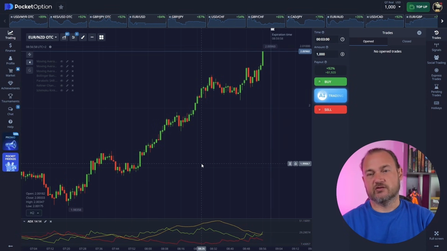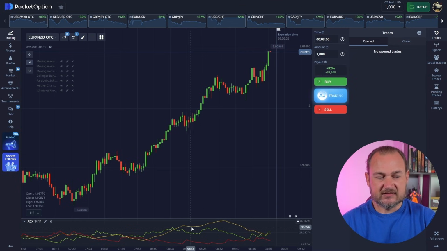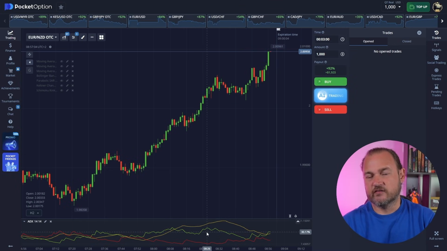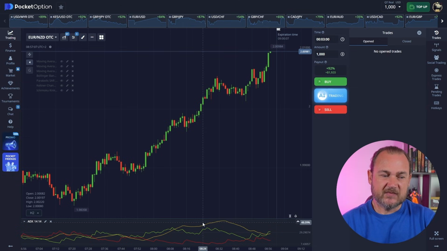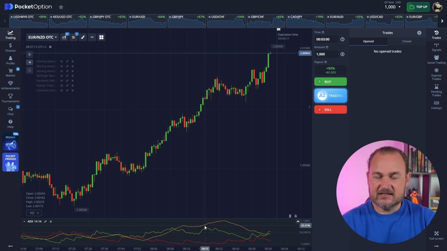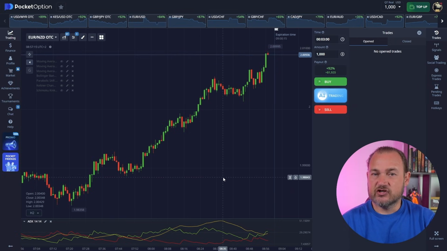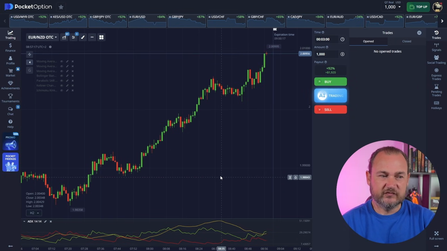Okay, so what does the ADX show us? We're going to start off with the ADX line itself. A mistake that a lot of new traders make is they use the ADX to determine direction. The ADX line itself will never show you direction. Instead, it shows you the strength of the current move.